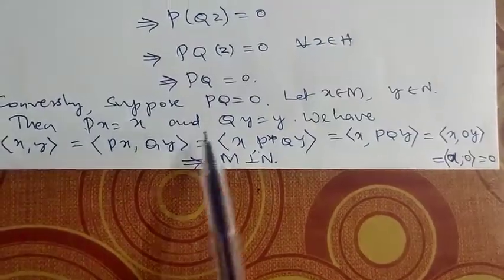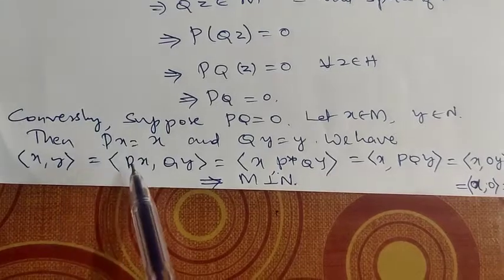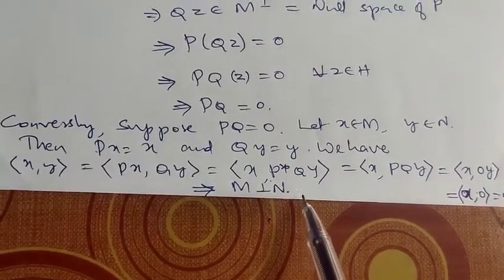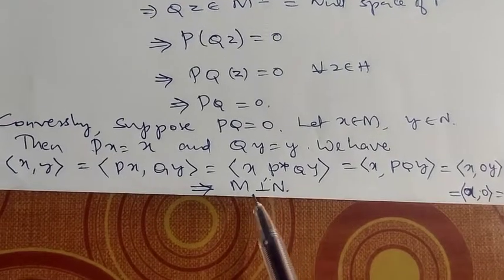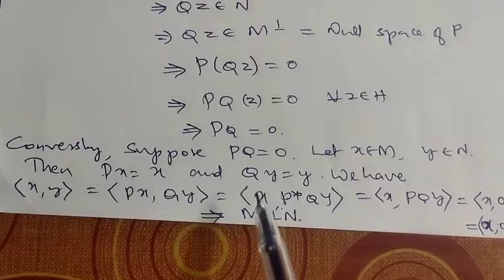Thus x belongs to M, y belongs to N, and the inner product of x comma y is 0, which means M is orthogonal to N. Thus M is orthogonal to N if and only if PQ is 0.